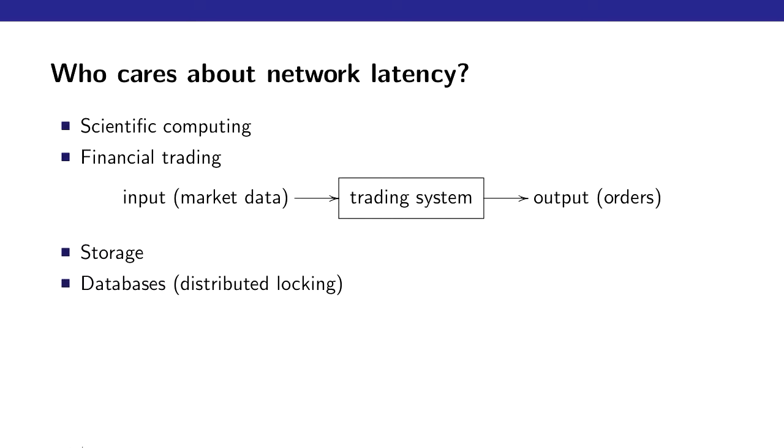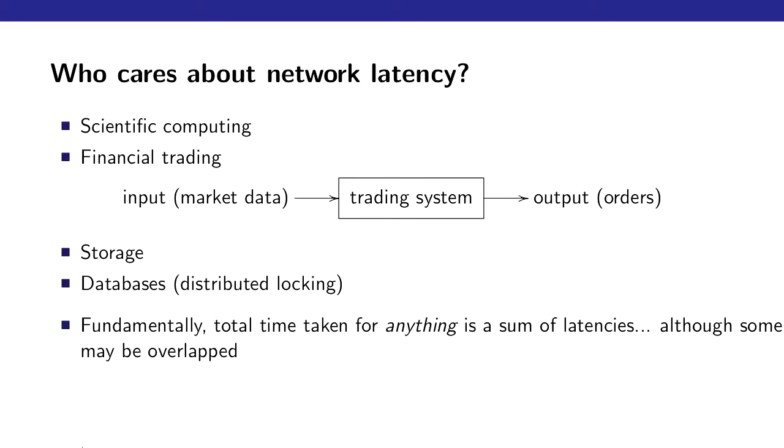Other applications of low latency: storage. If you've got data in memory, accessing it is fast. If you've got data on disk, accessing it is slow. If you've got a fast network, you can access data from remote nodes in a time that's somewhere between those two. So latency can be important for storage. And also for distributed databases because of locking issues. In order to lock stuff, you need to communicate between nodes, so latency can be important there.